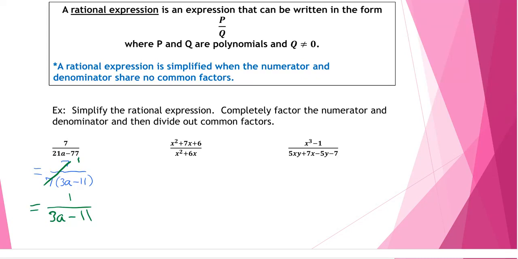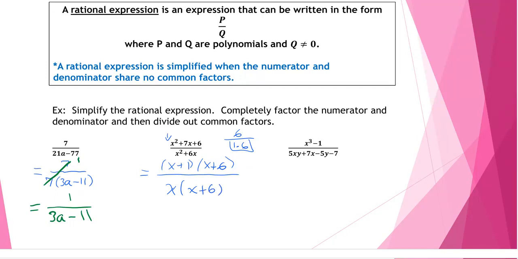Looking at the second example, I want to check to see if this has any common factors, and the way I do that is I actually factor. Notice that the top is a trinomial that starts with a 1. That means we can use the factor pair shortcut for factoring. Remember how that works. For x squared, we do x times x, and then we're looking for the factor pair of 6 that multiplies for 6 and adds for 7. And that would be 1 and 6. So we'll say plus 1, plus 6. And in the bottom, there's a greatest common factor of x.